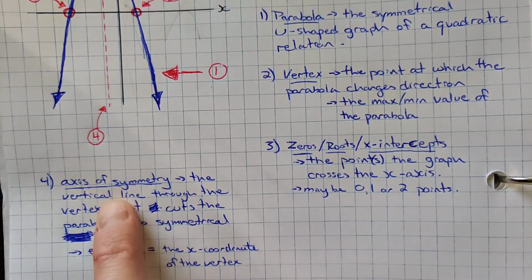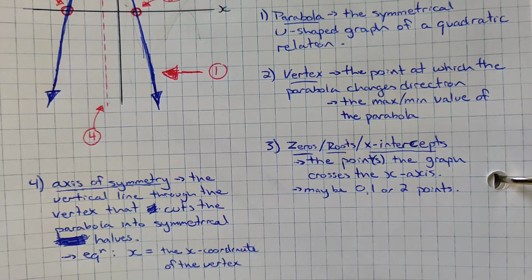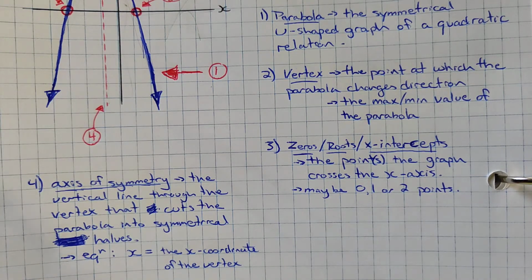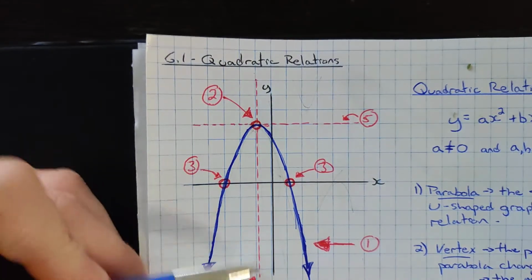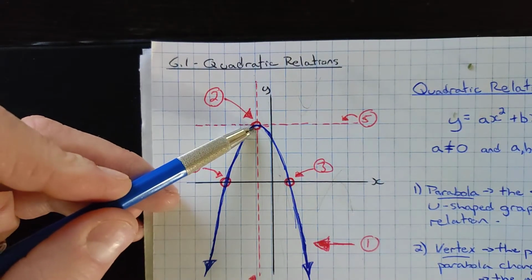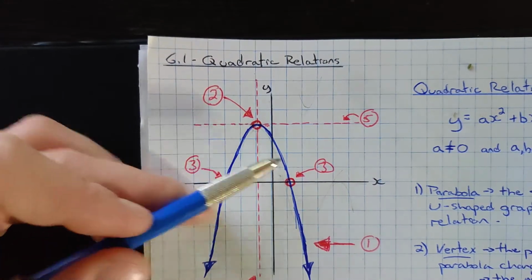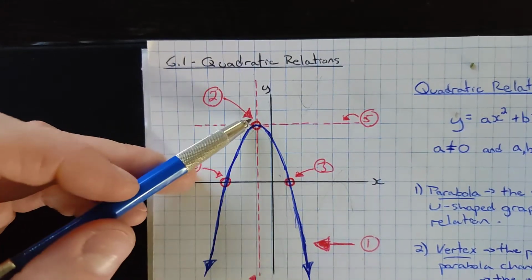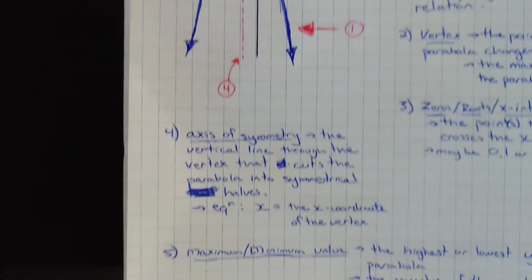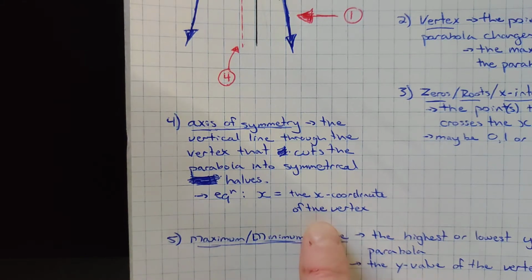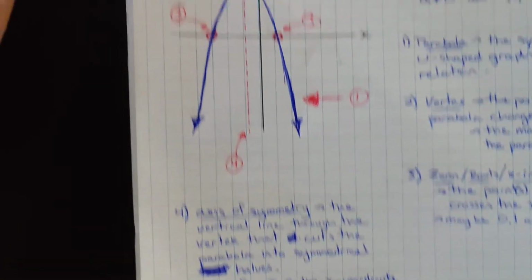The axis of symmetry is the line that divides the parabola into its symmetrical parts. That vertical line that divides it into its symmetrical parts. That's this line right here. It always goes through the vertex, and it divides the graph evenly into 2 halves that are mirror images of each other. And it has an equation of x equals whatever the x coordinate of the vertex is.